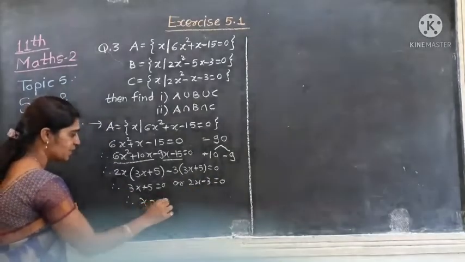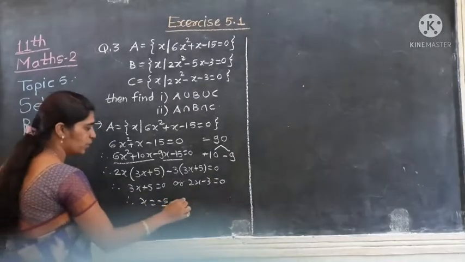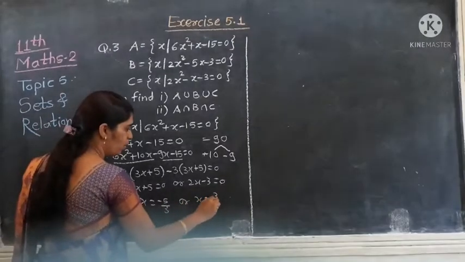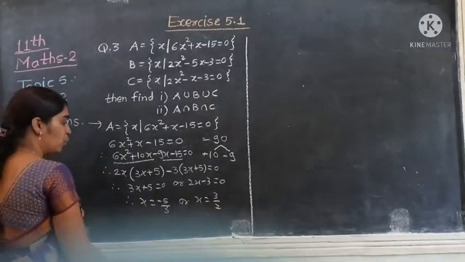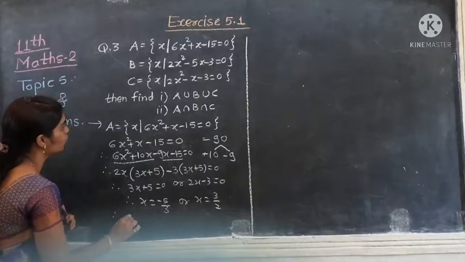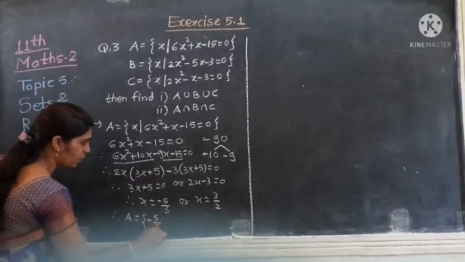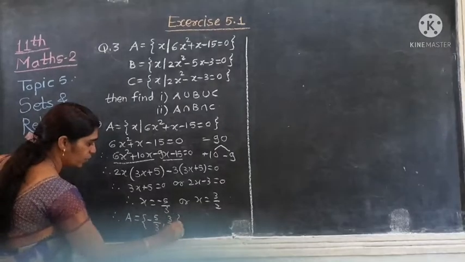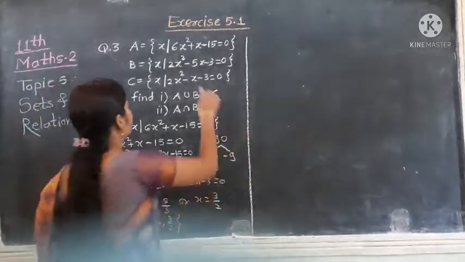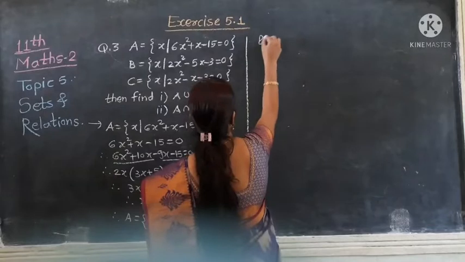So you get x is equal to minus 5 upon 3 or x is equal to 3 upon 2. Therefore, we get the A set as minus 5 upon 3 and 3 upon 2. Okay. Similarly, you calculate the B set.